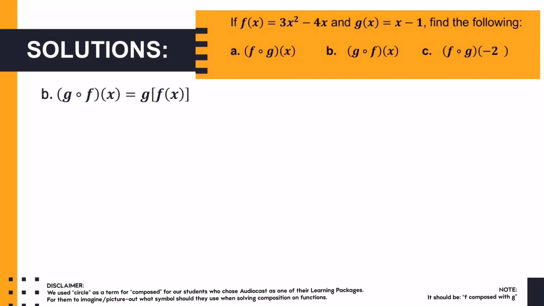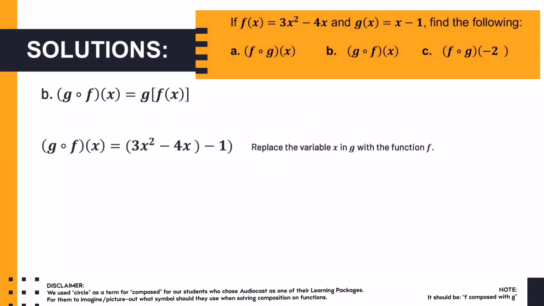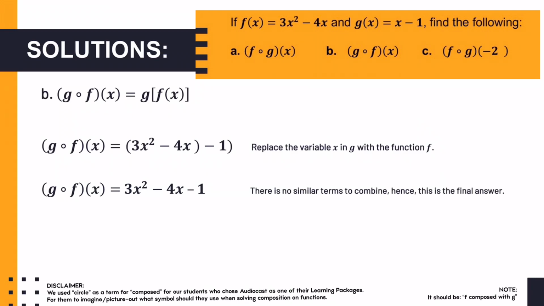Then, write the respective value of the function g. After that, replace or substitute all the variable x by the function f. That is 3x squared minus 4x minus 1. If there are no more similar terms to combine, that's already the final answer. Piece of cake, right? I told you.